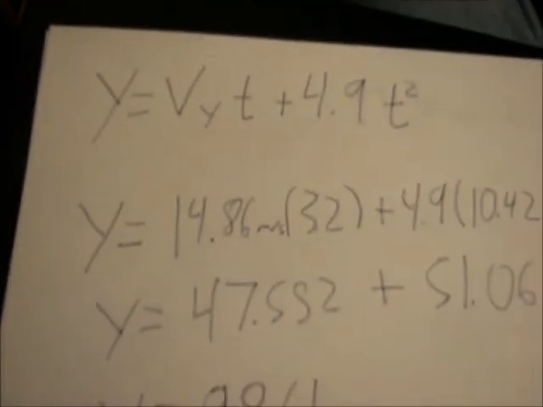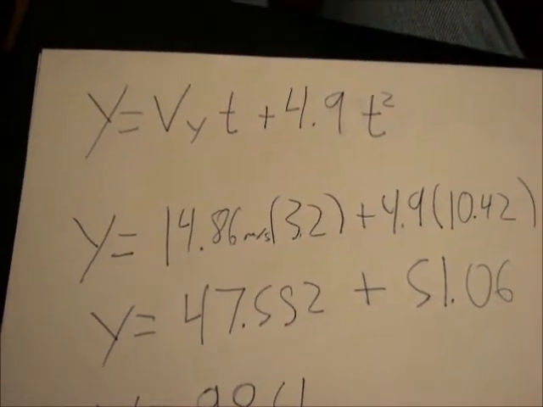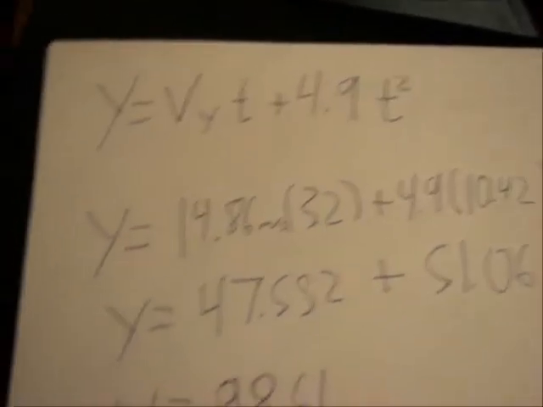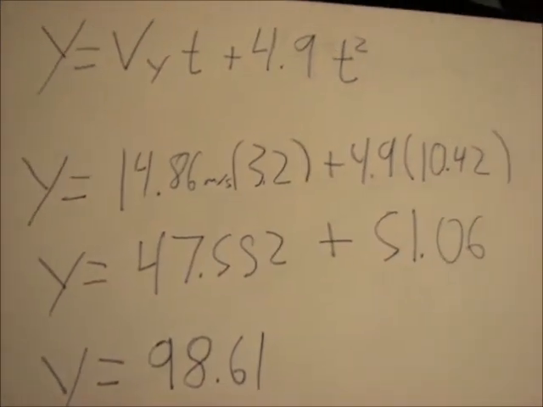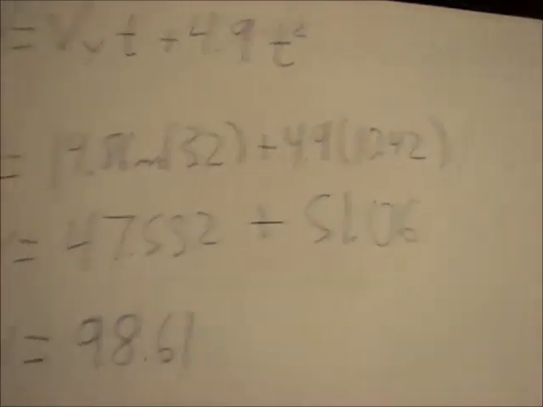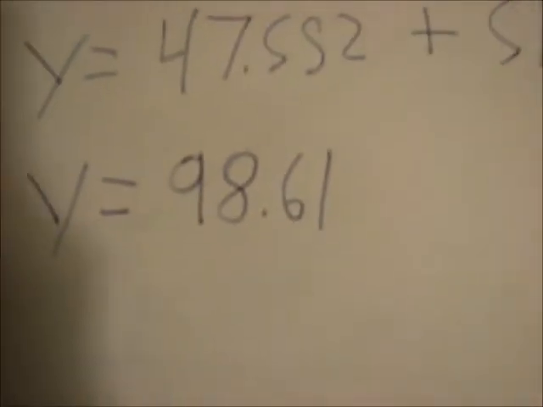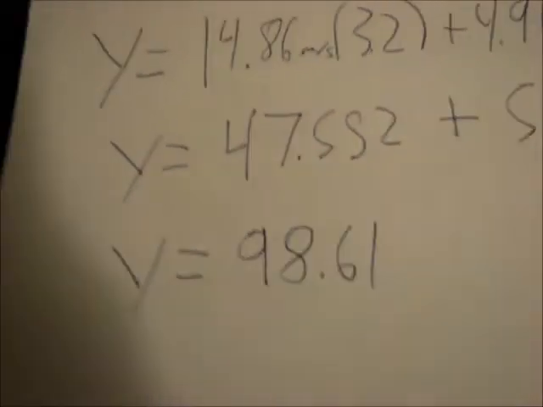And then you solve for y, and y equals initial velocity times time plus 4.9 times time squared, and then y equals 14.86 meters per second times 3.2 plus 4.9 times 10.42, and that comes out to be that. And then final answer, y equals 98.61, which is the height of the ball at its highest point.